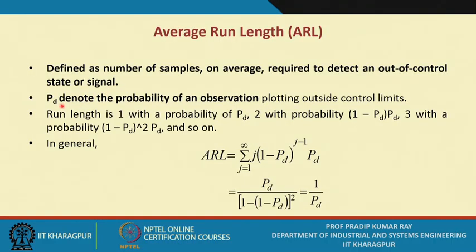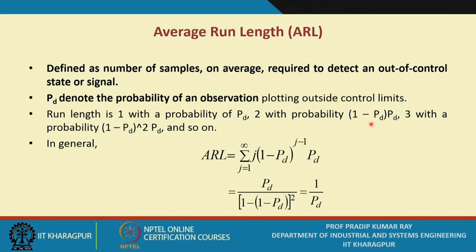Suppose PD denotes the probability of an observation plotting outside the control limits. The run length is 1 with the probability of PD. That means you plot this point, and what is the probability that this point will be plotted beyond the upper control limit or beyond the lower control limit? That is the PD. So it will be 1.